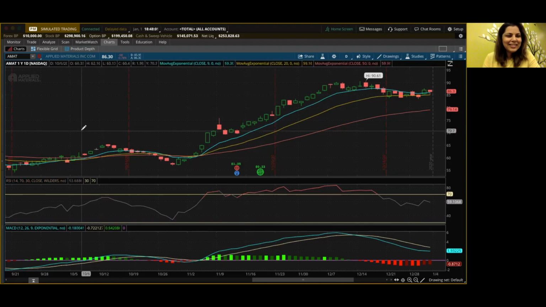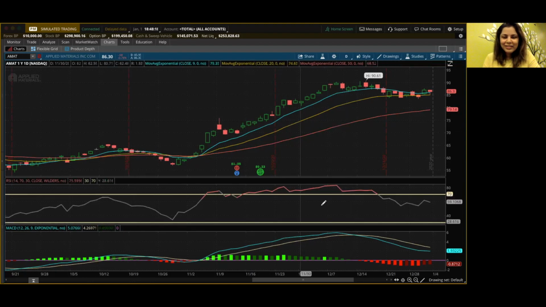Let's take a look at the stock AMAT and see the mechanics of the EMA, the RSI and the MACD. The blue line indicates EMA 9, the yellow line indicates EMA 20 and the red line indicates EMA 50.